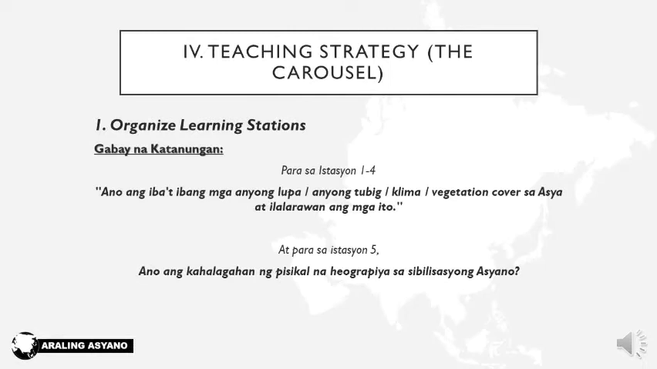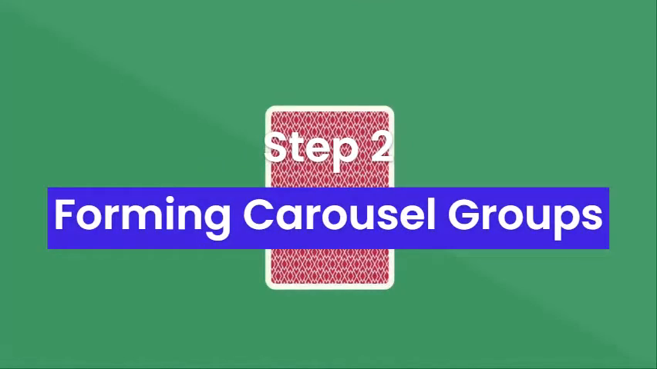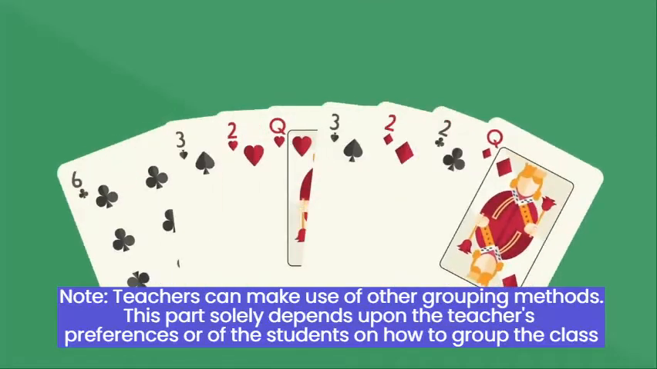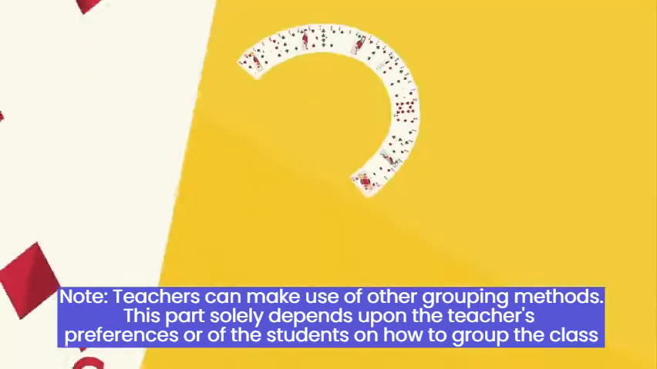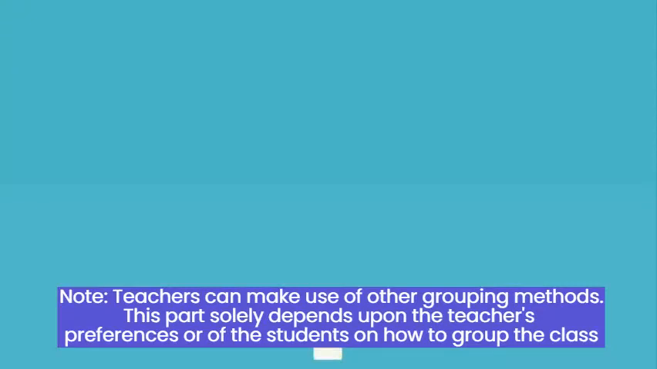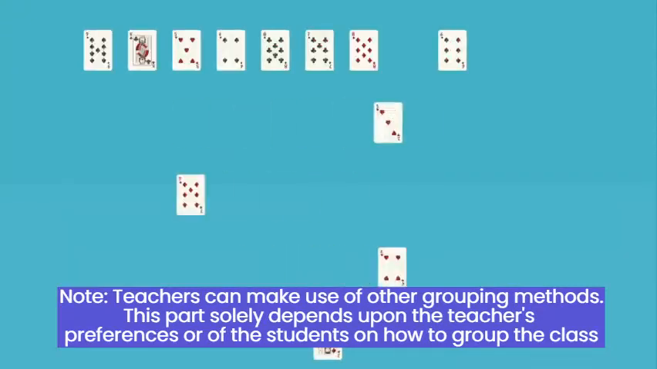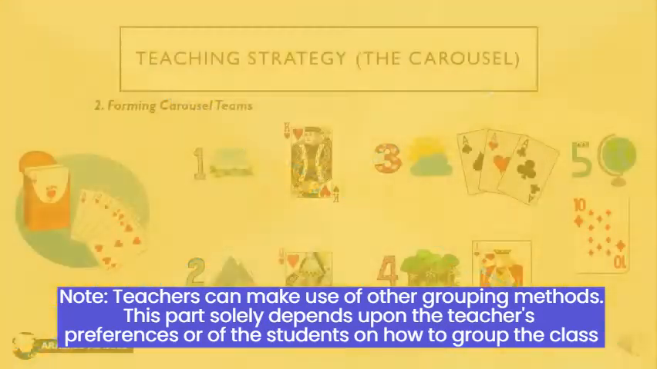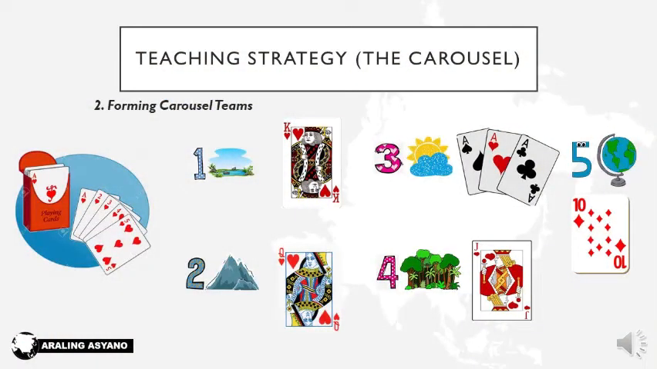After Step 1, we can now proceed to Step 2, forming the carousel teams. Here, I decided to group the class through deck of card grouping. Let us say I have 25 students in my class, so I prepared 25 playing cards. Each of these students is going to pick one card for themselves. Then the students will be grouped according to the card they get. There will be 5 groups since there will be 5 learning stations.